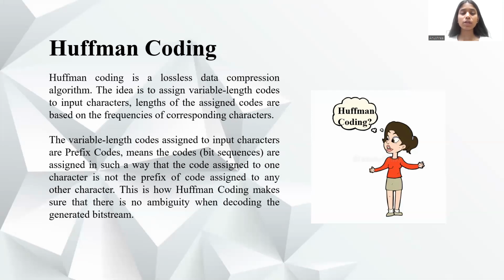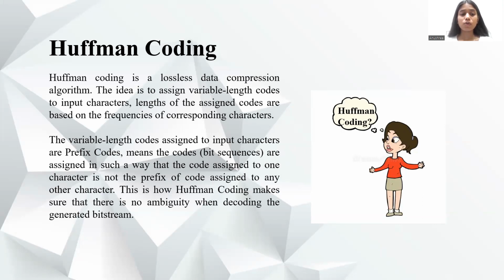So what is Huffman Coding? Huffman coding is a lossless data compression algorithm. The idea is to assign variable length codes to the input characters. Lengths of the assigned codes are based on the frequencies of the corresponding characters. So first, we will arrange the given characters' frequency into increasing order, and then we go on summing up the least frequencies one after the other to achieve the goal.